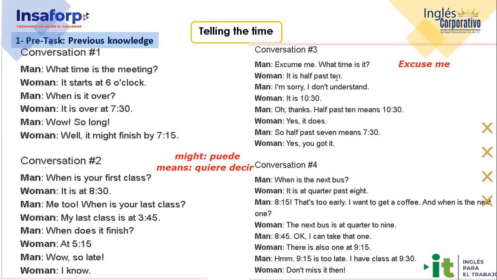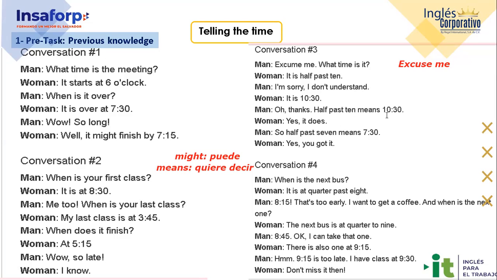No ha entendido bien qué significa 10:30, right? I'm sorry, I don't understand. It is 10:30, right? So he's trying to give an explanation about the time. It's 10:30. Entonces, sí lo entiende, pero no lo comprende muy bien como 10:30. Oh, thanks. 10:30 means, entonces quiere decir que 10:30 quiere decir, el means que está ahí.